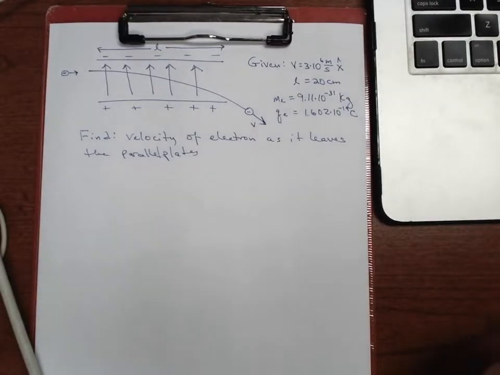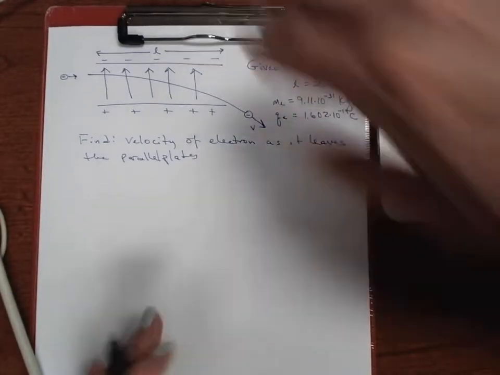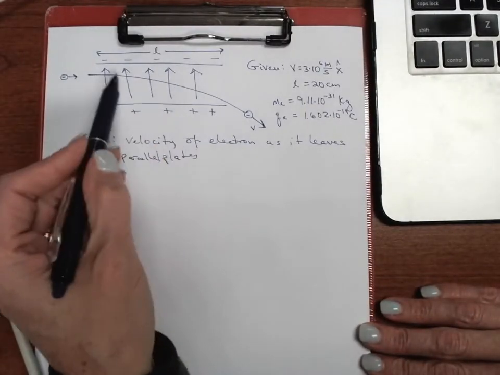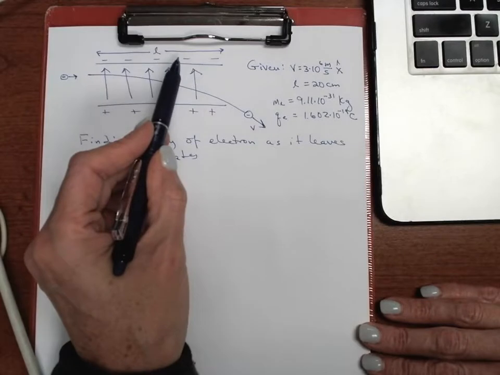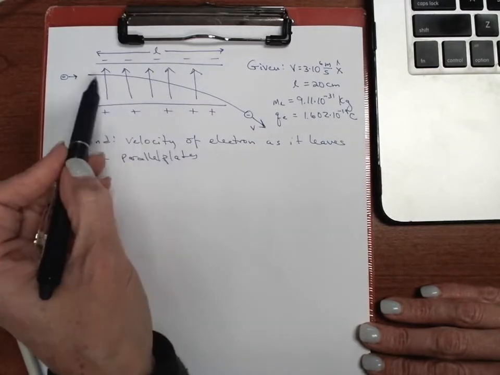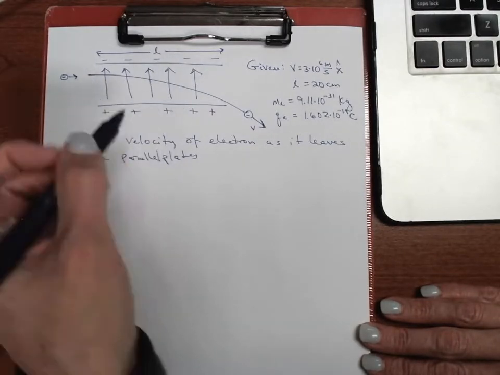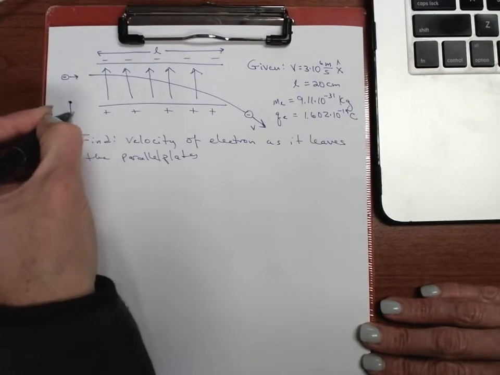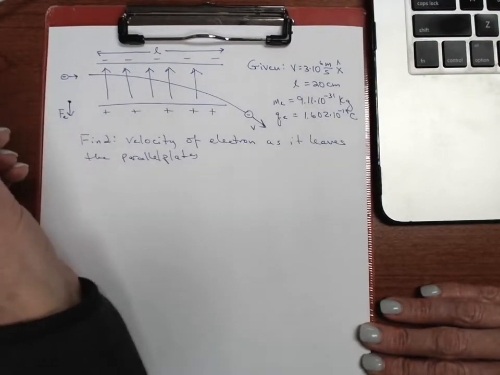Okay, so this is a problem similar to the last one where we have an electron entering two parallel plates. Notice that the top plate is negative and the bottom one is positive, and so the force on my electron is going to be down. If I draw my free body diagram, I'm going to have a force down, force E.